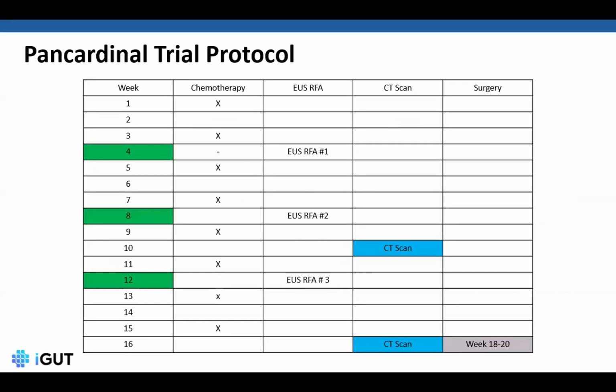This is the protocol in the PanCardinal trial, where the patient undergoes standard of care chemotherapy in a neoadjuvant setting, and we do repeated RFA at week 4, week 8, and week 12. After that, if the patient is resectable on a CT scan, they go for surgery.